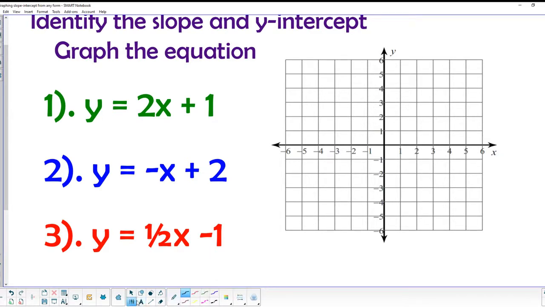To do that, we're going to need to check out the equation, and we notice these are in y equals mx plus b form. So here's m, or the slope of this one, and here's b. So let's go ahead and graph that first one.